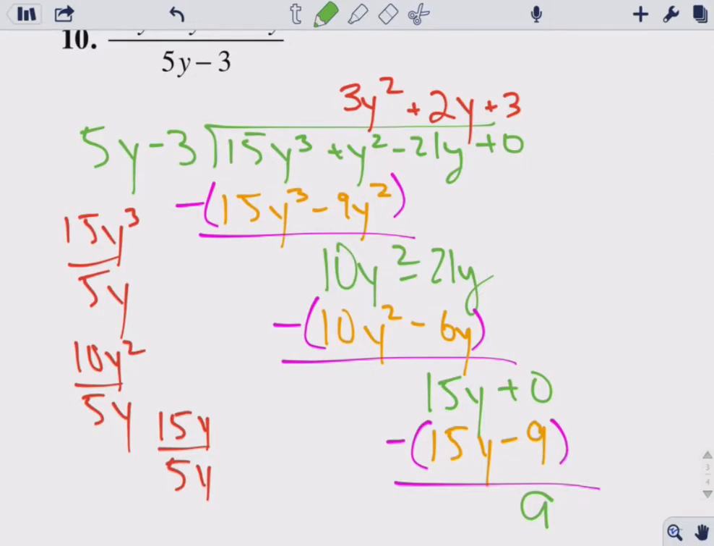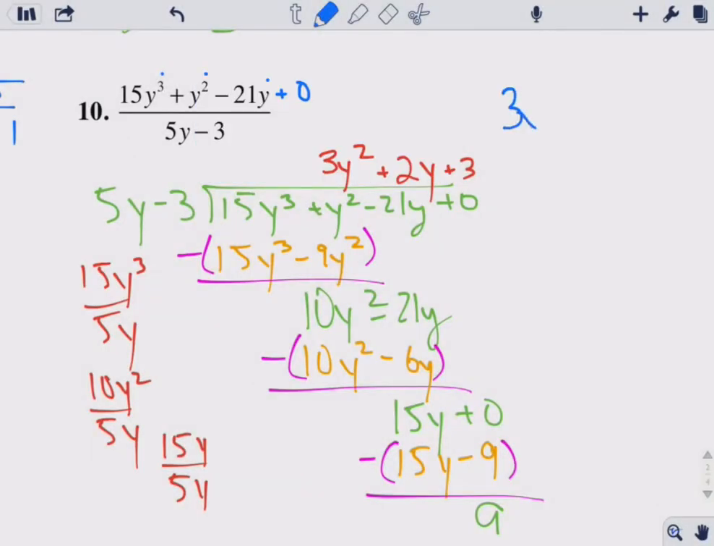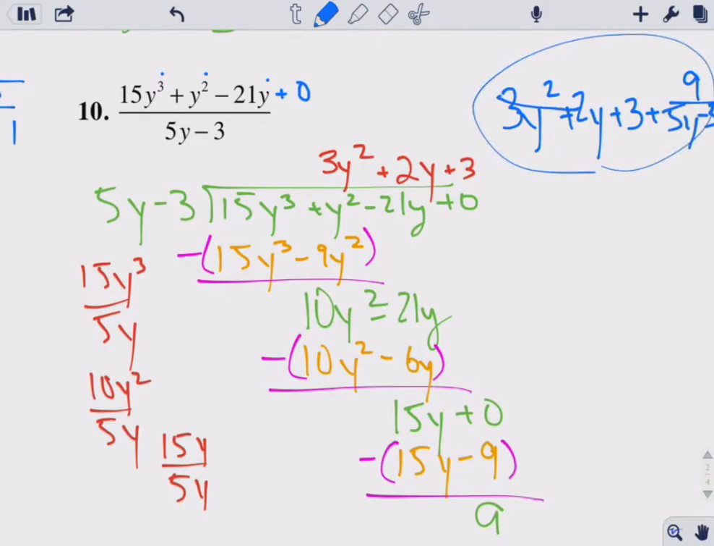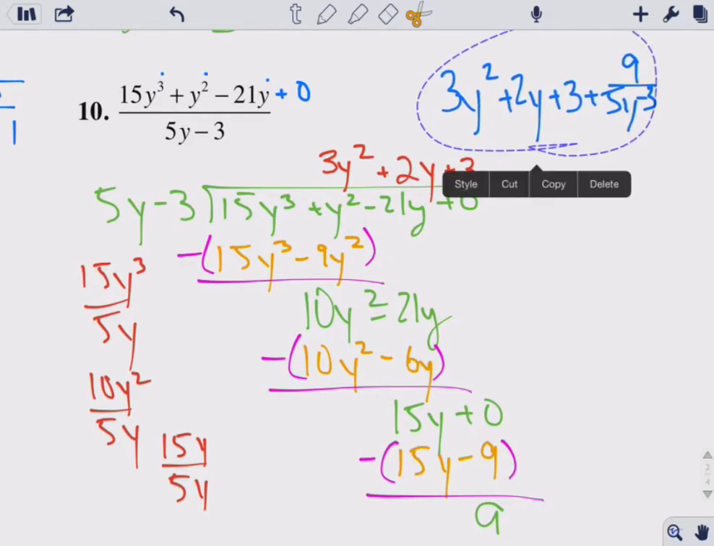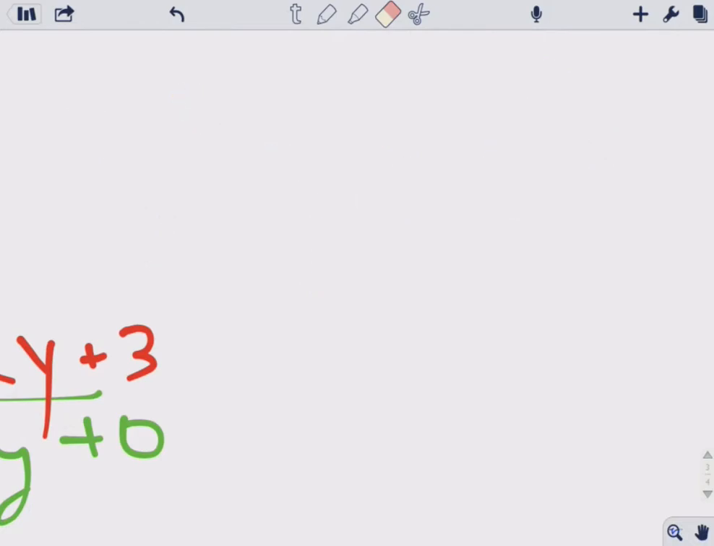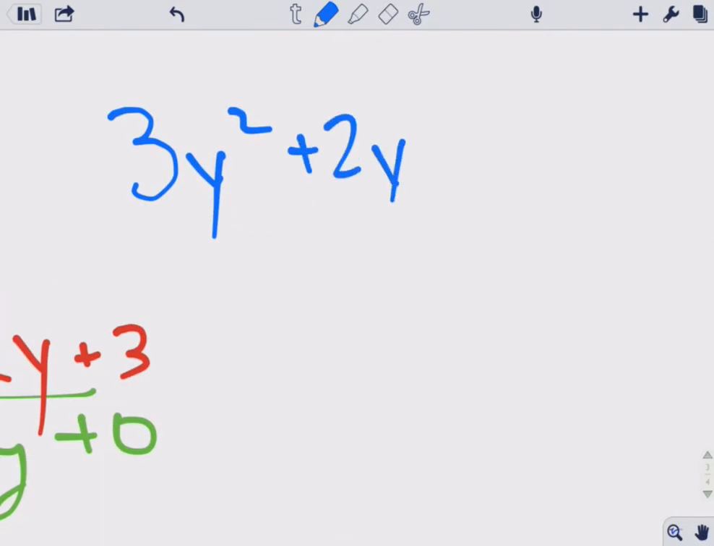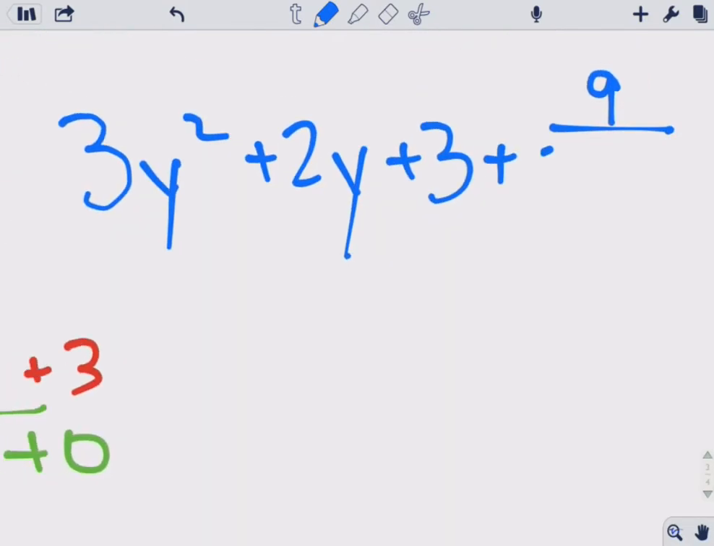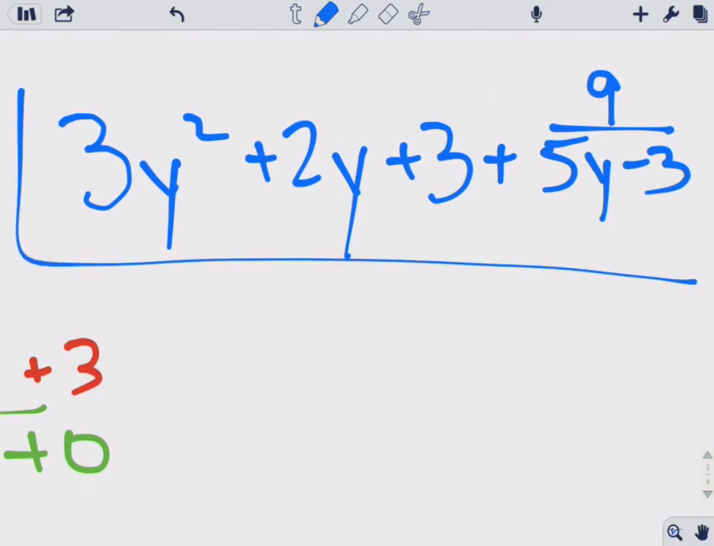So let's write our answer out. Our answer is 3y squared plus 2y plus 3, plus 9 over 5y minus 3. Let's write that a little bit cleaner: 3y squared plus 2y plus 3, plus the remainder 9 over 5y minus 3. That is your answer.